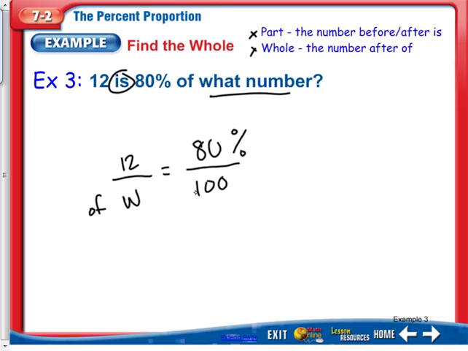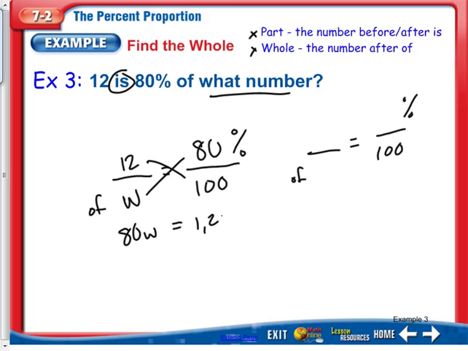And always start with the fraction bars. Your line equals your line. All right, you have your percent on top, 100 is always on the bottom, and the word of is right there. And that should help you fill out your ratios. Now, this step, we always cross multiply. So I'm going to do 80 times W is equal to 12 times 100, which is 1,200. Then I divide by the coefficient.